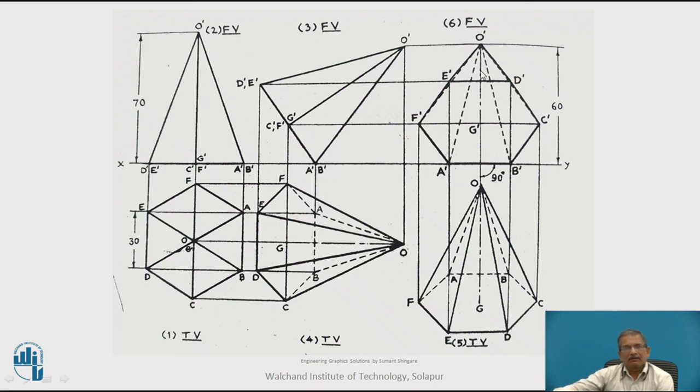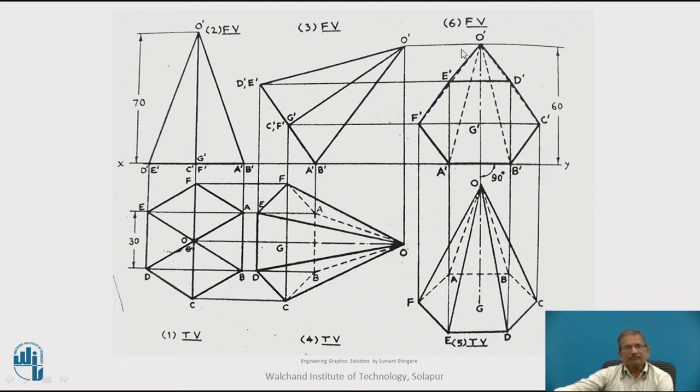And now while joining these base corners to the apex, as I told you, only peripheral lines will be dark lines. While you draw, you will understand where the peripheral lines are, and accordingly you will make them dark. All other lines joining O, OE, OF, OA, OB, OC and OD, those lines will remain dotted lines because the apex is totally away from the observer at 90 degrees. None of the generators will be visible, but peripheral lines must be dark. So that care you have to take.